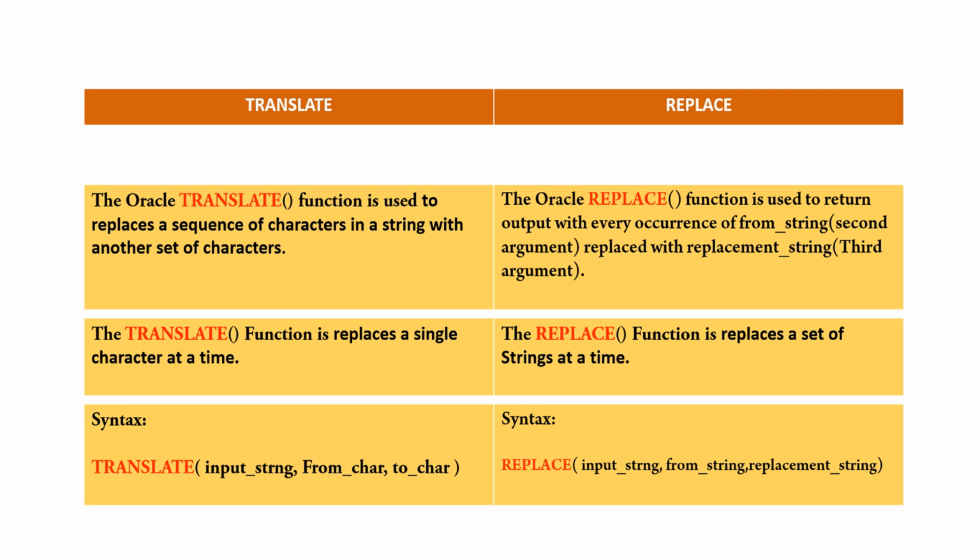The syntax of both translate and replace function will look the same. Translate of input string is nothing but the input you are passing. From character is nothing but the character you want to change. To character is nothing but the character you want to replace in the input string.